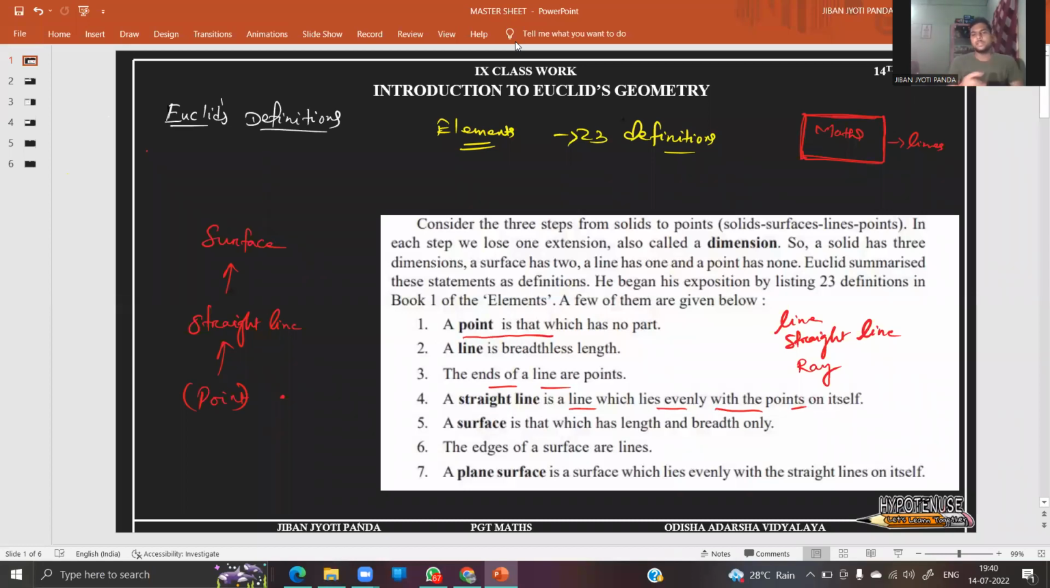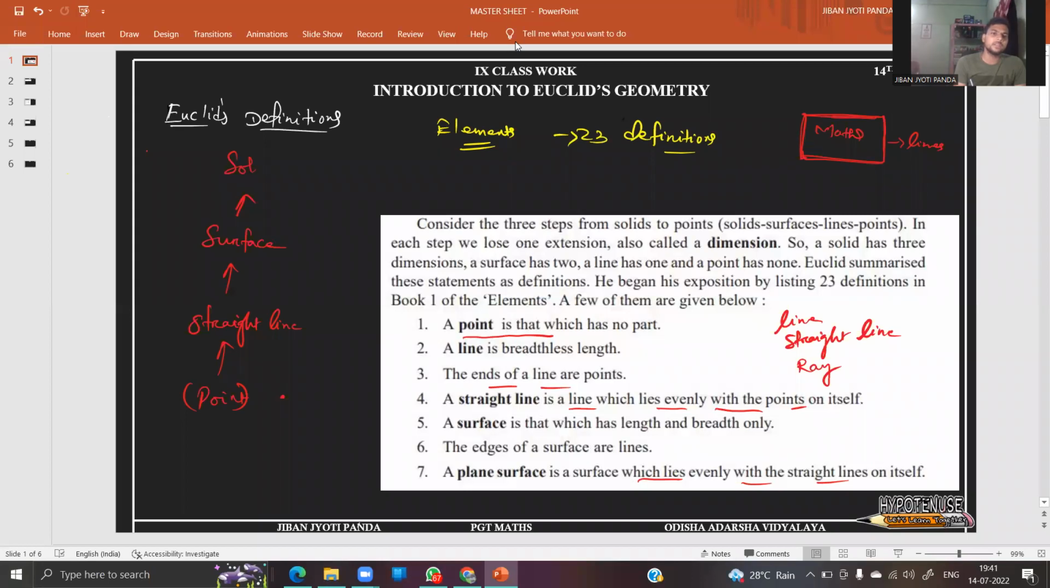Then a plane surface is a surface which lies evenly with straight lines on itself. Plane surface means it doesn't have any curved part. Considering this bottle, this surface is not a plane surface. This is a curved surface. But a plane surface, we can see in the face of our book. Where the straight lines are arranged evenly, we get a plane surface. After surface, we can proceed to solids.